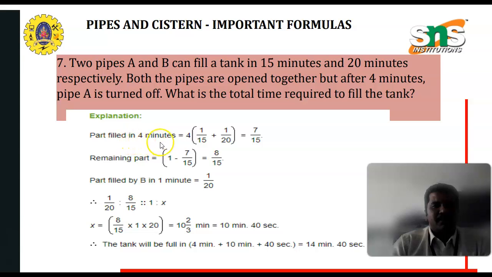The part filled in 4 minutes is 4 into 1 by 15 plus 1 by 20, which is equal to 7 by 15. So the remaining part is 1 minus 7 by 15, which is equal to 8 by 15. The part filled by B in 1 minute is 1 by 20. So 1 by 20 is to 1 as 8 by 15 is to x. So x equals 8 by 15 into 20, which is 10 and 2 by 3 minutes, that is 10 minutes 40 seconds. So the tank will be full in 4 minutes plus 10 minutes 40 seconds, so 14 minutes 40 seconds. This is the 7th question.